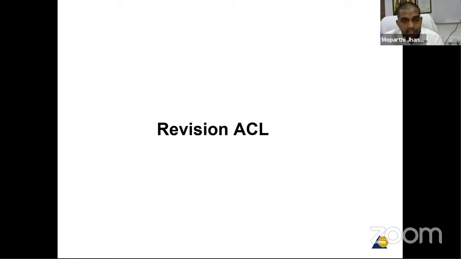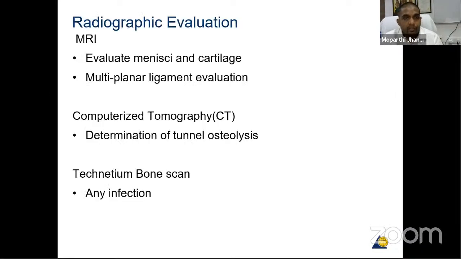Coming to the revision ACL evaluation, there is MRI based, we have to do it. We have to evaluate what is the condition of the meniscus, what is the condition of the cartilage, and what is the condition of the other ligaments in a failed ACL.